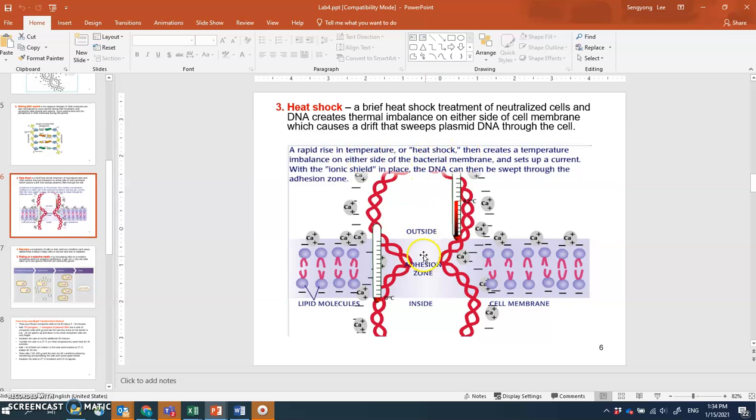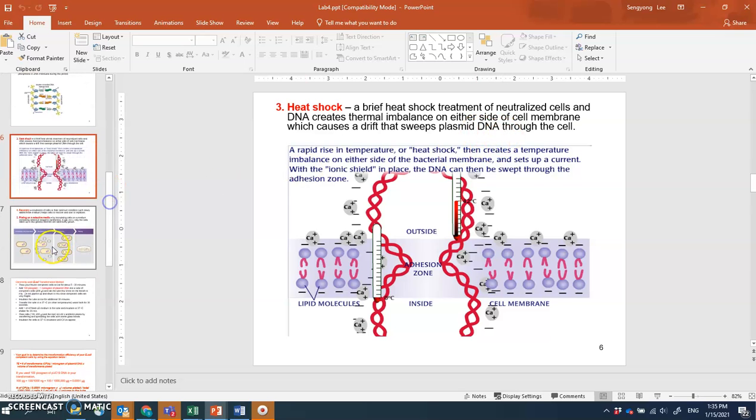And one of the disruptions happening is making a lot of membrane moving around. While they are moving around, there may be a hole made in the cell membrane. So then through the hole, your DNA will move into the cells. That's what heat shock would do. A brief heat shock treatment of neutralized cells and DNA shoves the DNA molecules through the cell because there may be some holes made on the cell membrane.